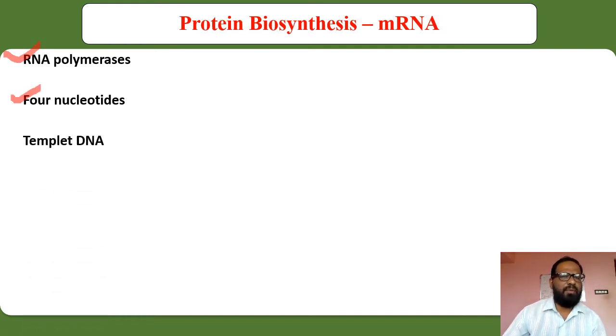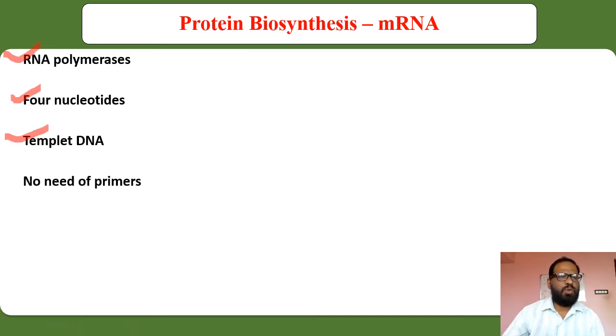The third important component is the template, because the mRNA gets copied from a particular template DNA, and that's why the template DNA is also very important. This is the third very, very important thing which is necessary for the synthesis of not only mRNA but all RNAs. I'm just trying to highlight the mRNA. Whatever we are discussing, all these things are applicable to all the different types of RNAs also.